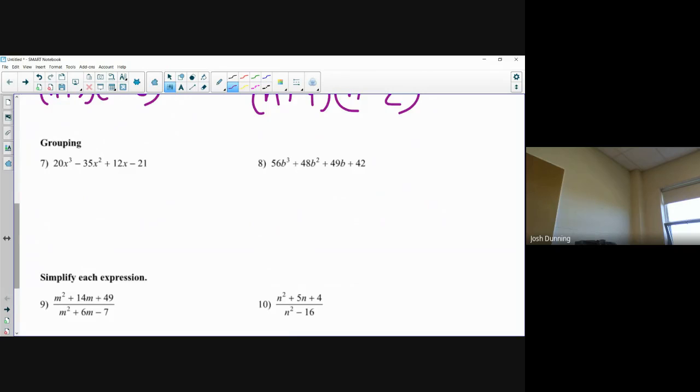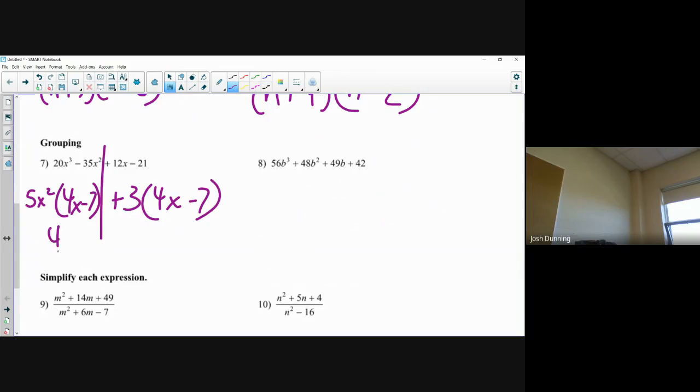Seven, factored by grouping, split it down the middle. On this left side, your GCF is 5x squared. 20 divided by 5 is 4. X cubed divided by x squared leaves you with x. 35 divided by 5 is 7. On the right side, we can divide those both by 3. 12 divided by 3, 4. 21 divided by 3 is 7. Those parentheses match. Take them out. What's left over is 5x squared plus 3.